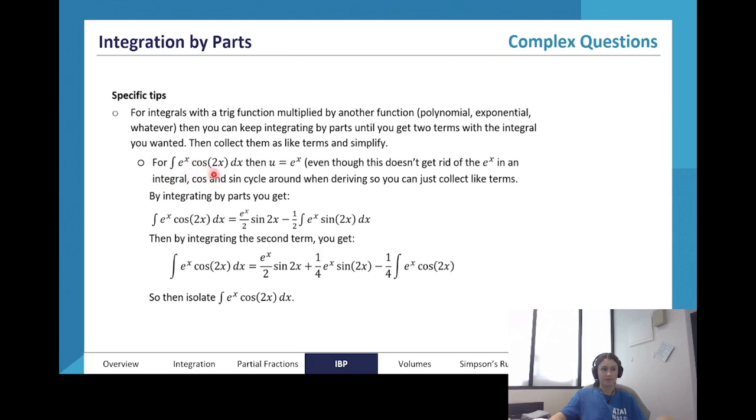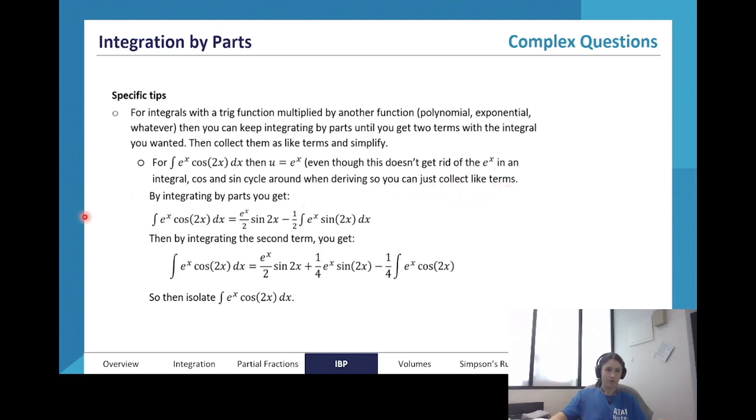to the x and cos of 2x. So typically, you wouldn't let u equal e to the x. Or you wouldn't even really do much with the e to the x because the integral and derivative are just always going to be the same. It doesn't really help much, right? So even though this doesn't get rid of the e to the x in an integral, cos and sine cycle around when deriving, so you can just collect terms.